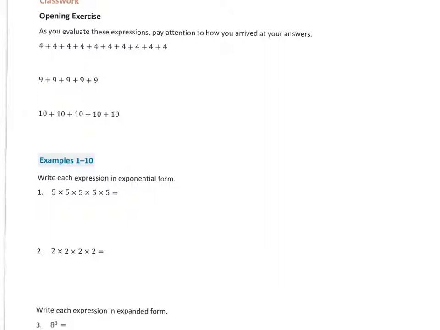So check out these expressions we're starting off with. Remember, an expression is the same thing as an equation. It just does not have an equal sign. So we have 4 plus 4 plus 4 plus 4 plus 4, and so on. Let's see how many 4s we have. 1, 2, 3, 4, 5, 6, 7, 8, 9, 10 4s. So what's the easier way we could write this problem? 4 times 10. And we know that that equals 40.